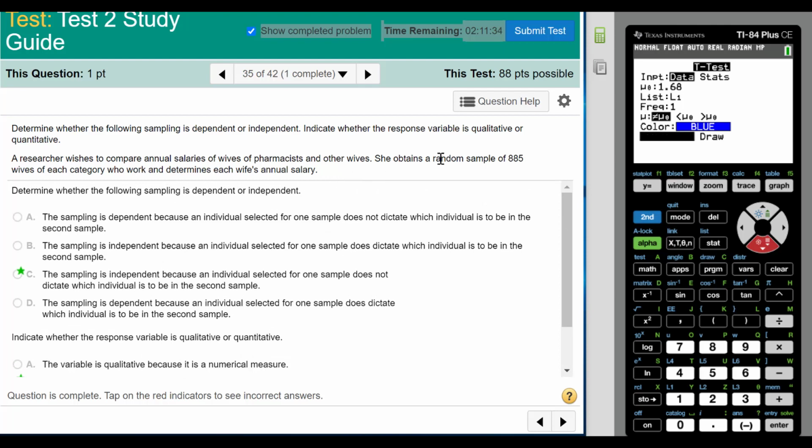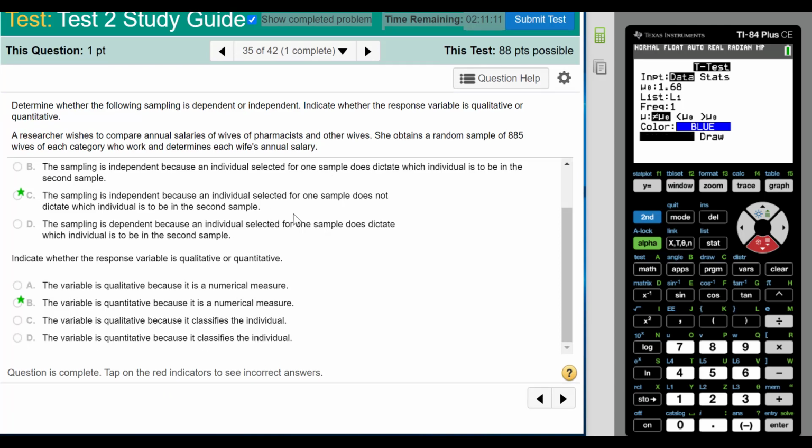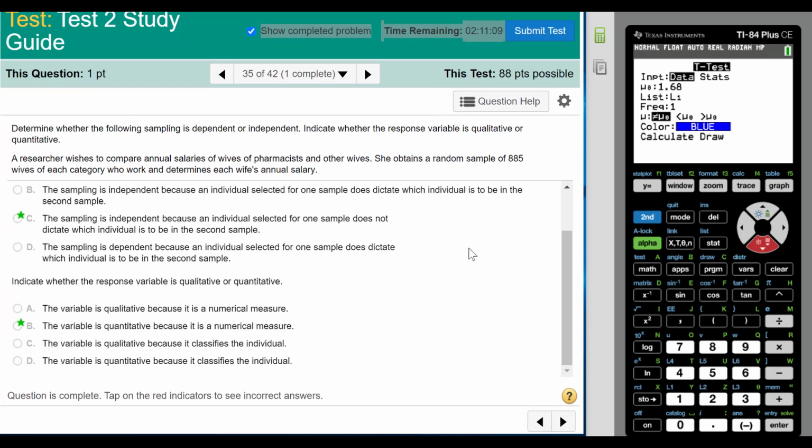Now, she obtains a random sample of 885 wives of each category who work and determines each wife's annual salary. Now, indicate whether the response variable is qualitative or quantitative. It is quantitative because we're talking about annual salary, which is a number. So this covers chapter 10, so there will be a last video covering chapter 11.